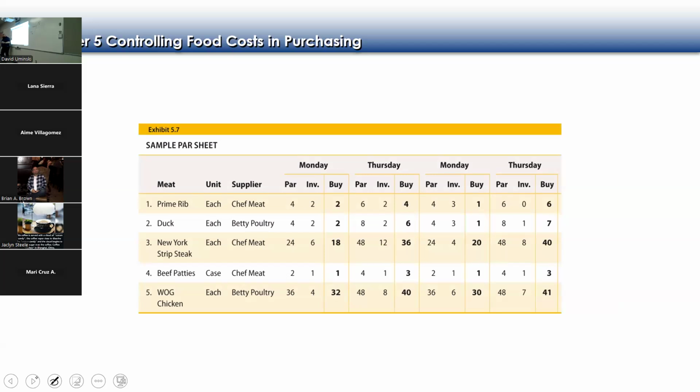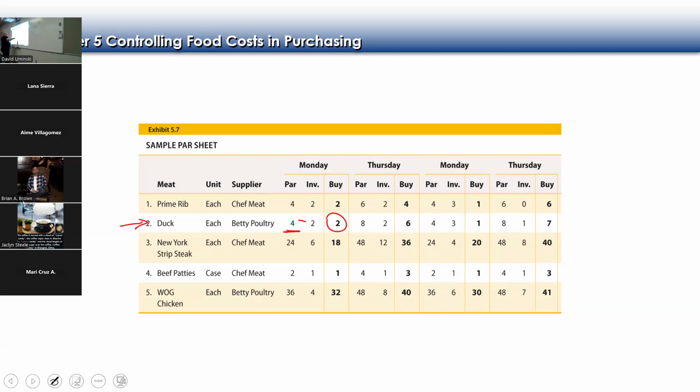So very simply, when we establish par, we don't always order exactly what our par is. So let's use this example right here of the duck, number 2. My par is 4, but I'm not going to automatically just purchase 4. I'm not going to use just my par. I want to first take into consideration what's in my inventory. So if I subtract from my inventory, then what I'm going to do is order just that 2, so that when that truck drives away, I'm back up to par. Okay.